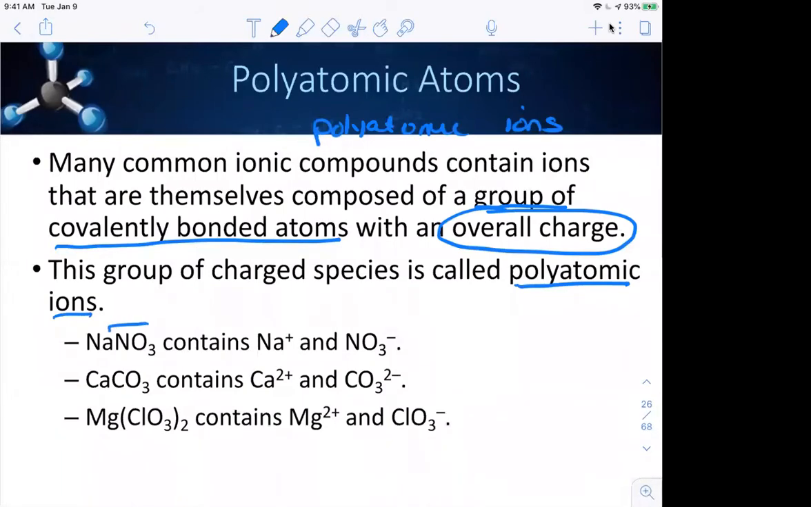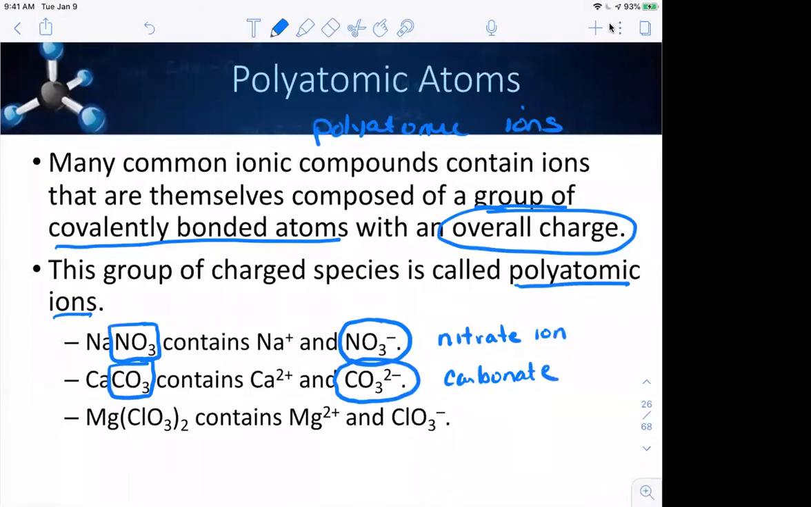For example, NO3- is an aggregate of nonmetals, nitrogen bonded to 3 oxygens, and there's a net negative charge. So this would be a polyatomic anion. CO3 2- is carbonate. I have carbon bonded to 3 oxygens, and I have a net -2 charge. That would be carbonate. So this is the nitrate ion. This is the carbonate ion.